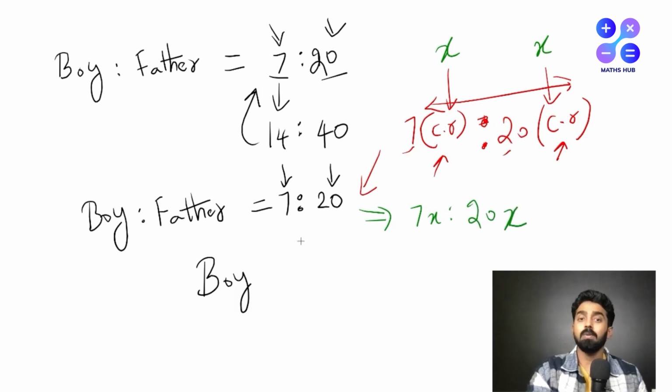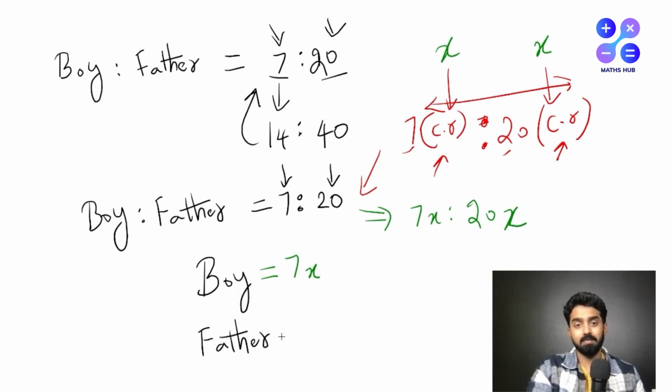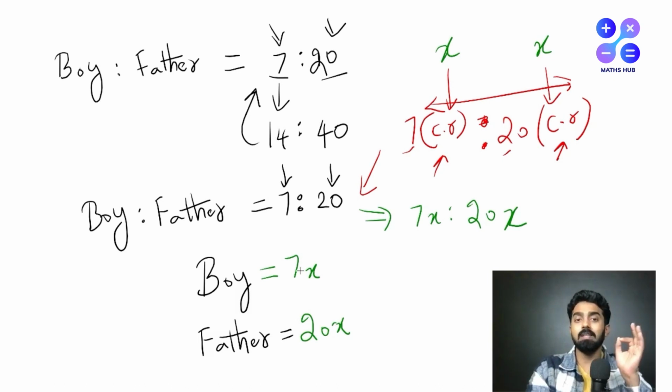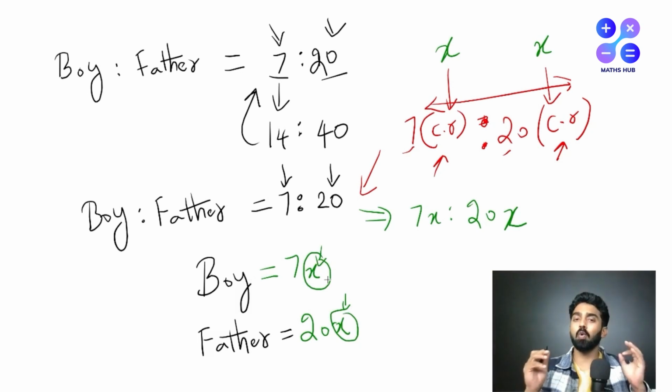Right, so now you can say that the boy's age is 7x, and the father's age is 20x, because we don't know exactly what x is, but we know that it is something. We don't know the value of x, but we know for sure that the ratio of these two is the same. It's still 7 is to 20, but x may be 2, it may be 3, it may be whatever number, we don't know. But by representing using the common ratio and multiplying these two numbers, we can work with this now algebraically. And that is the core idea of almost any ratio question that you will be encountering.